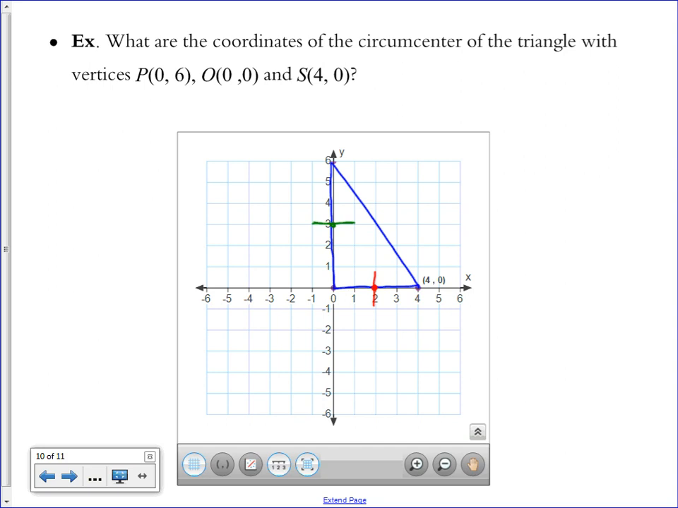And I'm going to find the midpoint of the sloped line there, the hypotenuse of this triangle, by doing the midpoint formula. 0 plus 4 divided by 2, and 6 plus 0 divided by 2. So the point I'm looking for is the point (2, 3), which is right here.